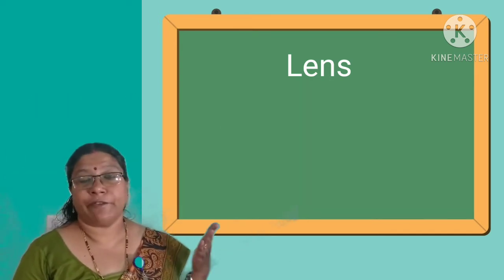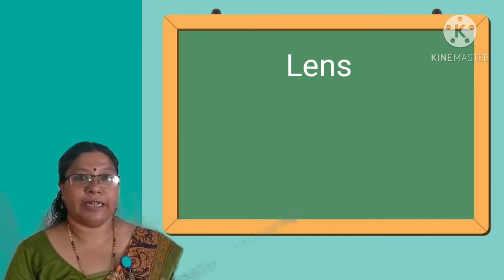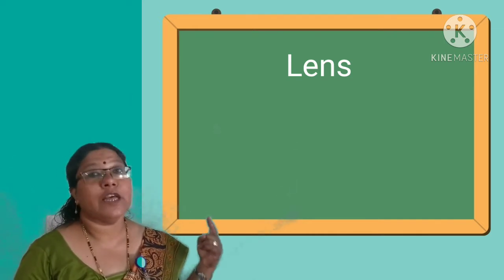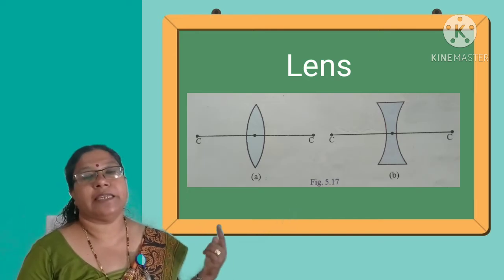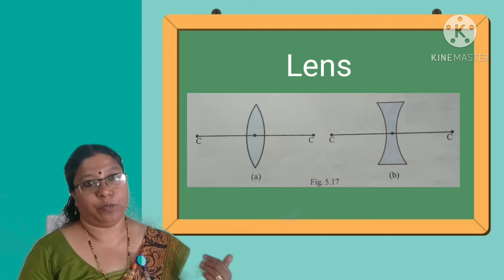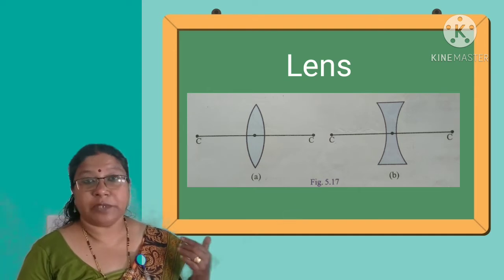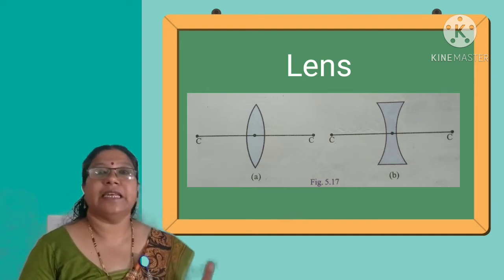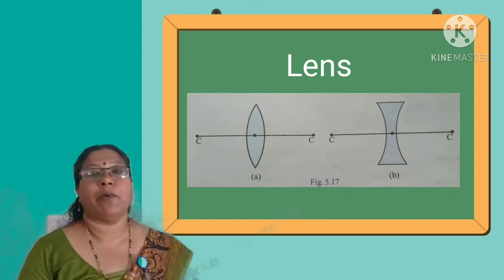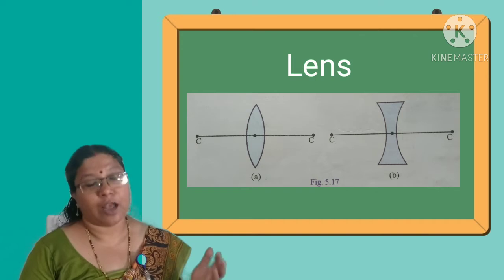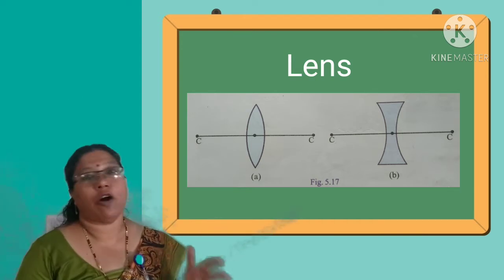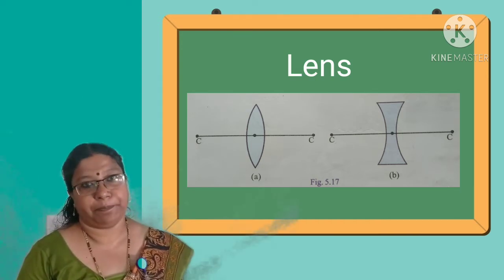Next, there are a few terms that you have to study. The first one is optic center. As you can see here, optic center is marked as O. Optic center means it is the center or the middle part of the lens. Midpoint of the lens is known as the optic center, and usually optic center is marked as P.